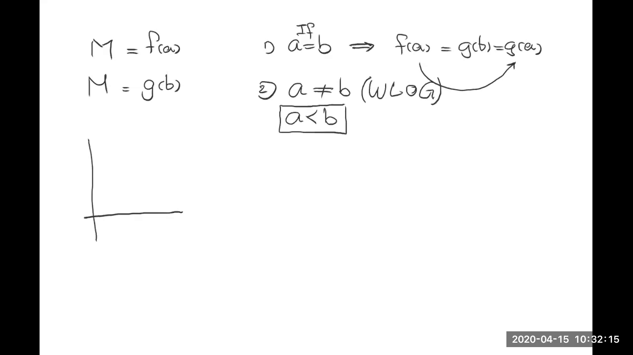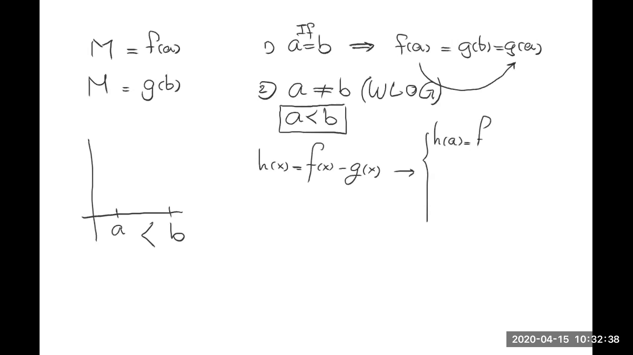So in our graph, this is A, and this is B, and A is less than B, okay? Now define this new function. Define the function h of x to be f of x minus g of x. Now, h at the point A is f of A minus g of A. F of A equals m. G of A is definitely less than m. Why? g of A is, of course, less or equal at least than the supremum of g, which is m. So this thing is non-positive. Either it's zero or it's negative.